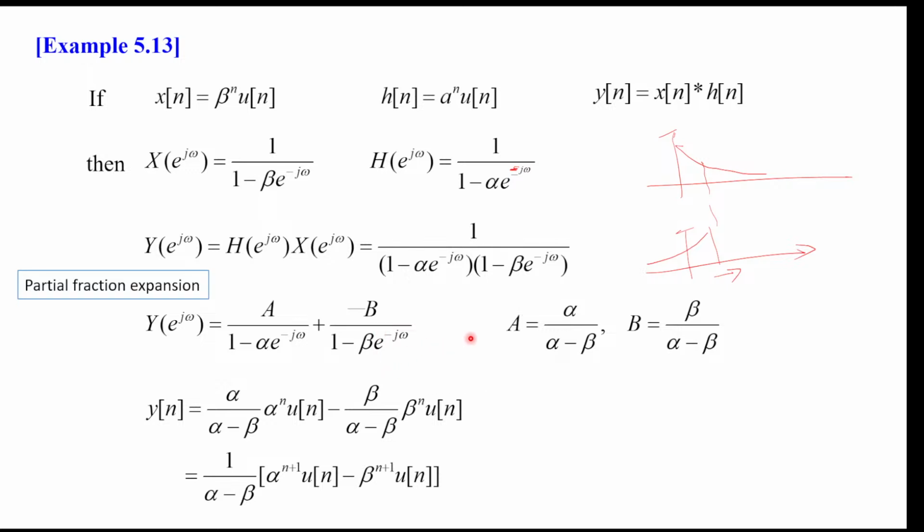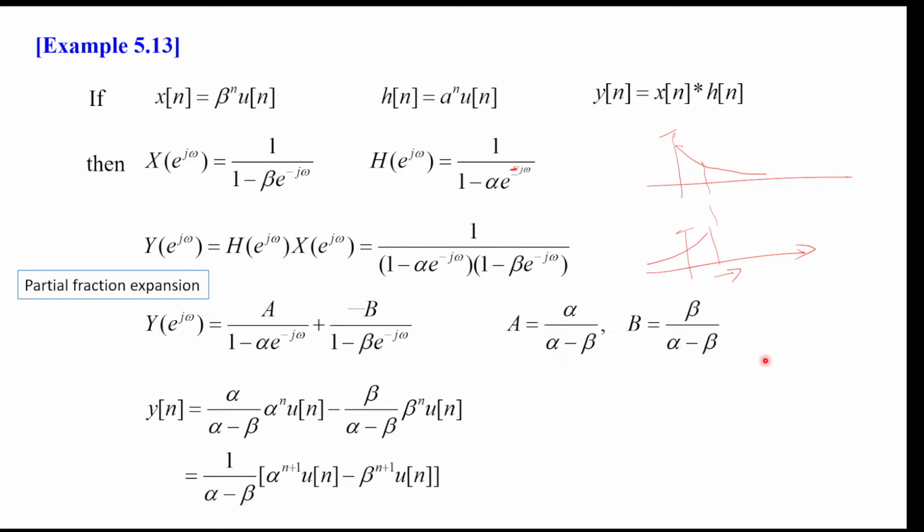In terms of x, it's a bit weird, but x is like this e to the minus j omega, in terms of a polynomial in x. You can do partial fraction expansion to calculate your a and b here, and for some reason we write minus b here. But anyway, you can calculate a and b in terms of alpha and beta, and you get a equal to alpha over alpha minus beta, and b equal to beta over alpha minus beta.